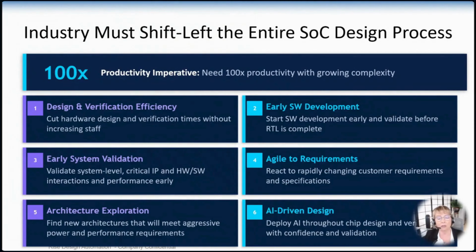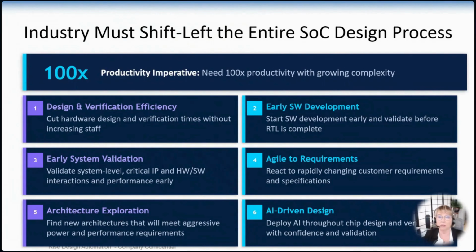Early software development: you cannot wait for all of the hardware-software interactions to be validated until RTL is complete. Early system validation: now we've got all of these massive pieces of IP, and you find critical bugs between the interaction with them and with the software very late in the process. So you need to shift that left very early.